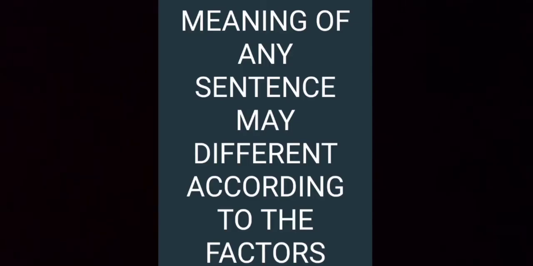3. The most important characteristic of a sentence is that the meaning of any sentence may differ according to the factors, that are statement, question, command, and exclamation.